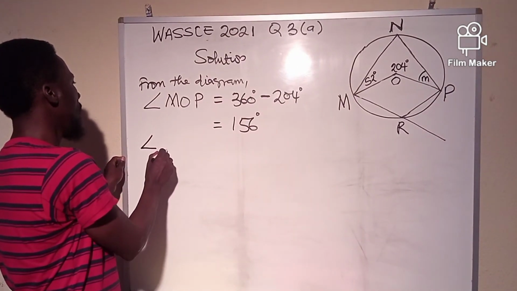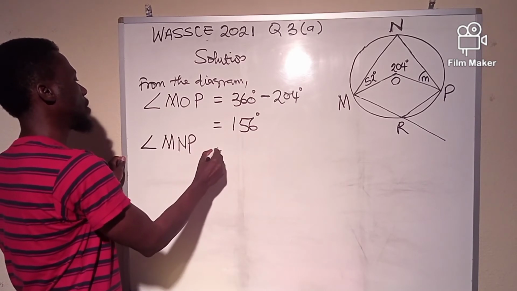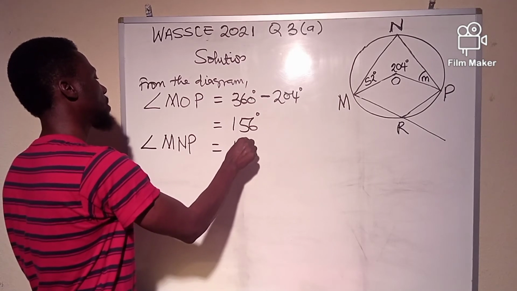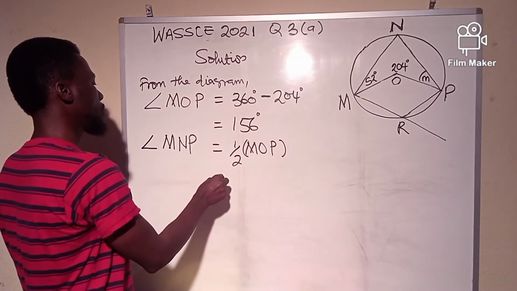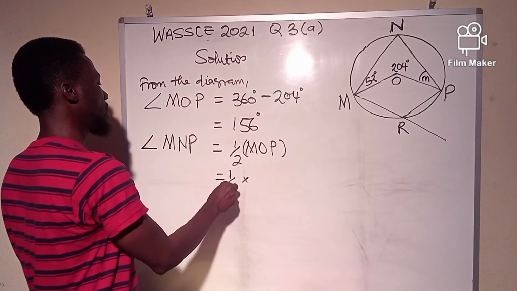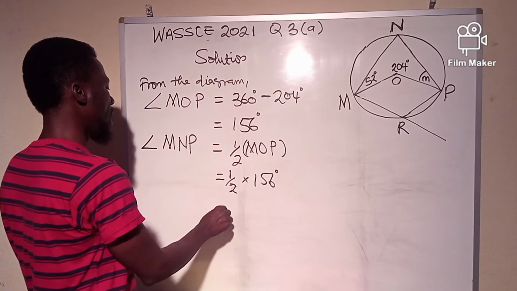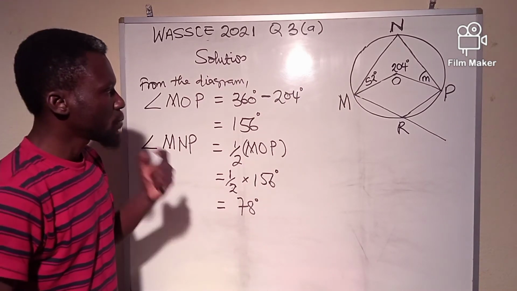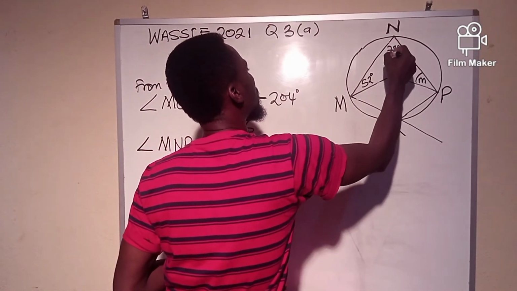So we say that angle MNP will just be equal to half of angle MOP. Which will be equal to half of 156 degrees, the value we have calculated, and that will give us 78 degrees. So that's it. It means we now know that this angle here is 78 degrees.